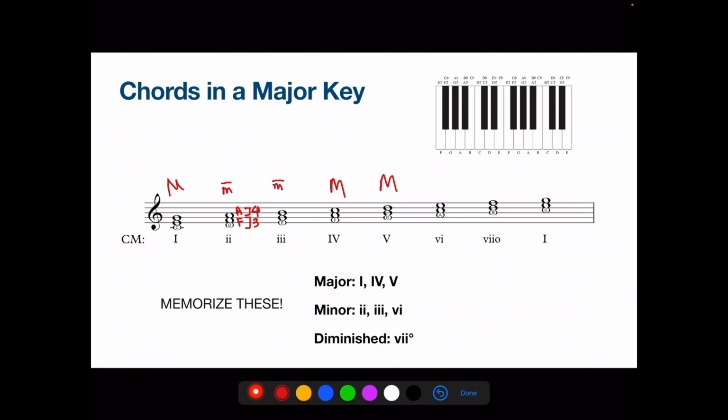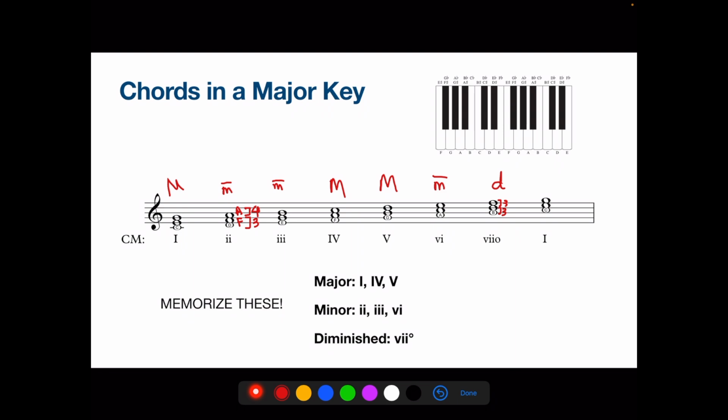And this one, minor. And this one, oh, this one is a bit more special because B, D, and F. From B, if you go up 1, 2, 3, and 1, 2, 3, 3 and 3. That makes it a diminished chord, right?